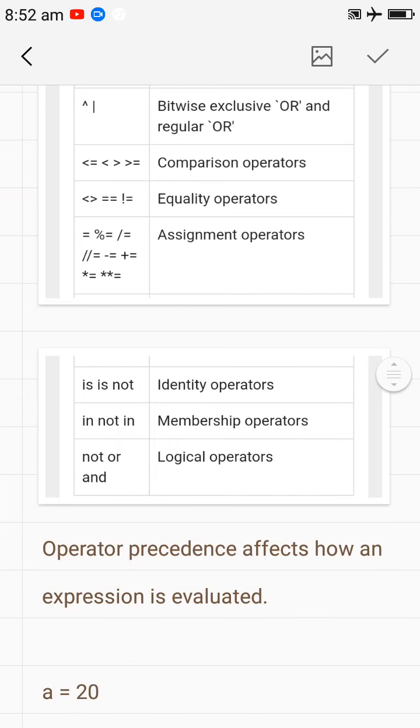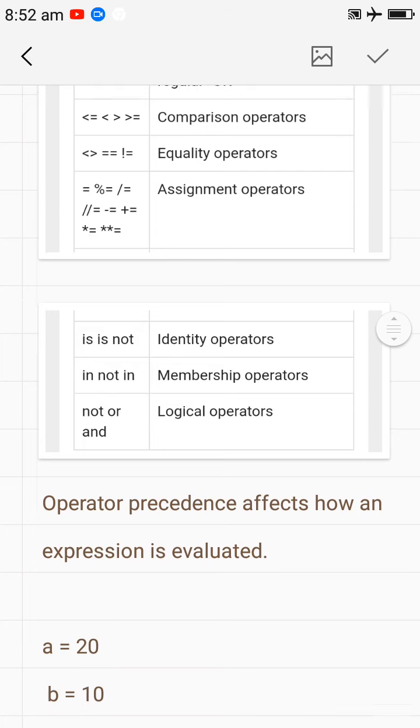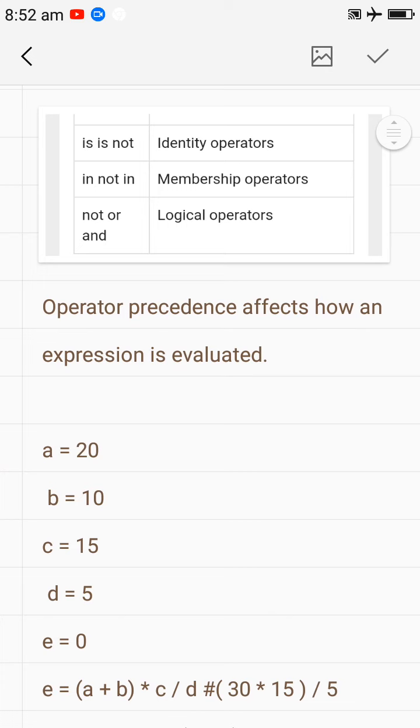Now a few more operators also, like is and is not, the identity operators, in and not in, the membership operators, and not, or and and, the logical operators. So this is the order of operators in Python. Now let's see an example program. By using this program you can easily understand.